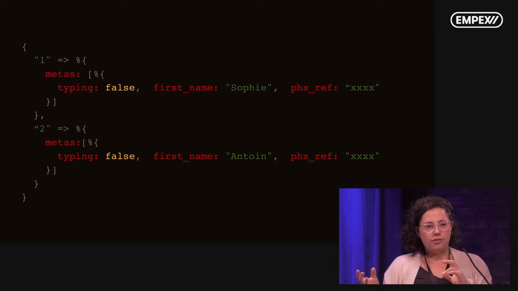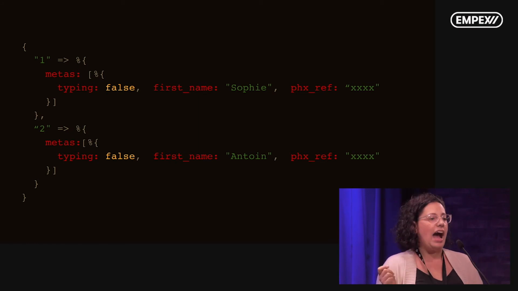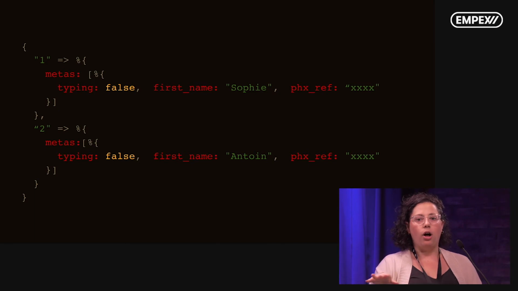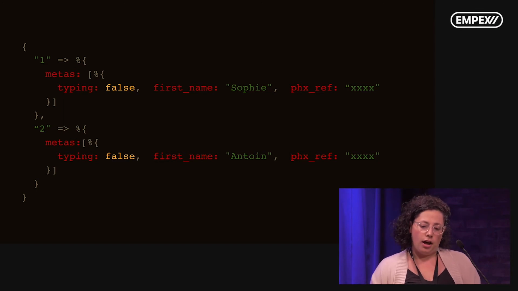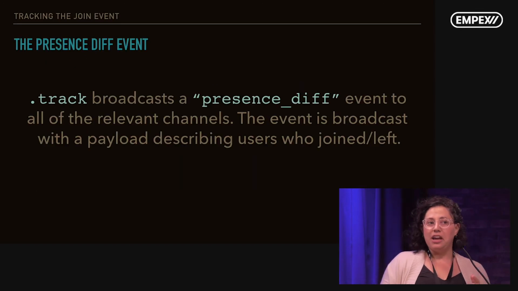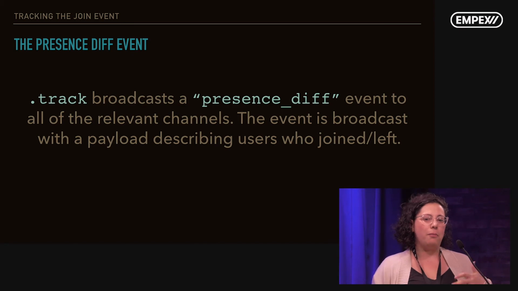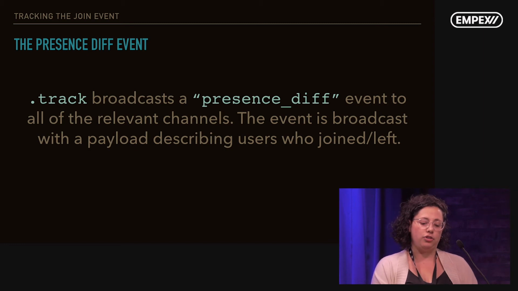Okay, so the user arrived in the chat room. We took their user ID. We added it to our presence data store's list of users. How do we tell all the clients who were already subscribing, or everybody that was already in that chat room, about the presence of this new person? Luckily for us, we don't really have to do much of our own code or make our own decision about how to broadcast out that event. Calling track on our presence module broadcasts a presence diff event to all of the relevant channels, to everybody that's already subscribing to this chat room.